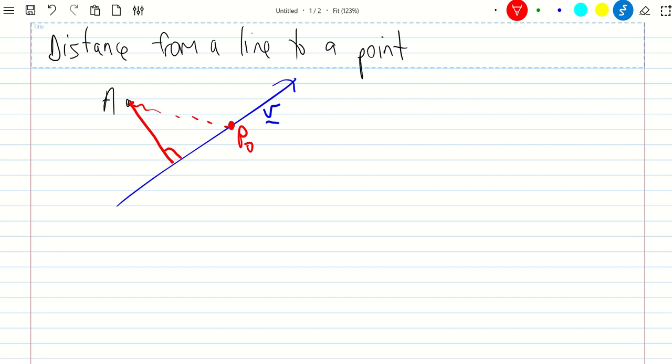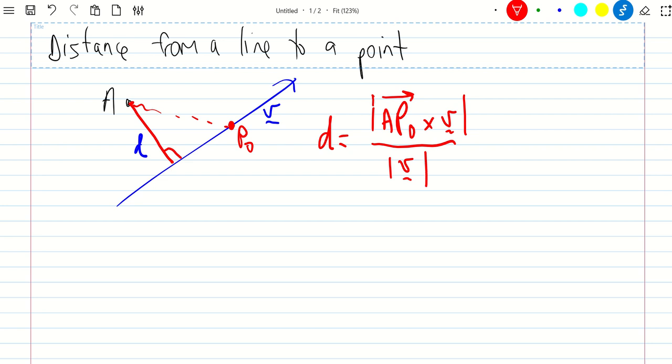But anyway, the distance d that we're looking for, which is how far that line is from the point, is equal to the following. Line AP naught, gee, my writing's pretty big there, isn't it? AP naught, that vector from A to P naught, cross the v, the direction vector. So the magnitude of the cross product of those, divided by the magnitude of vector v, will give us our distance between a line and a point.